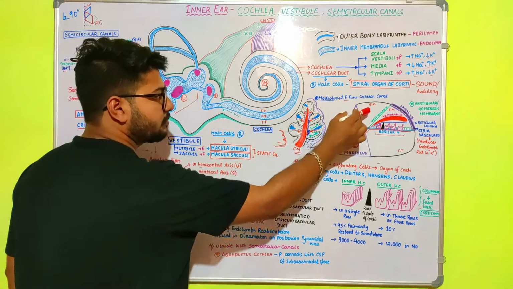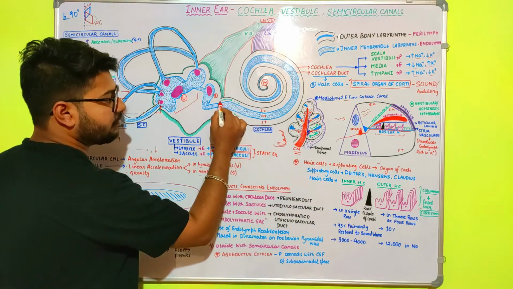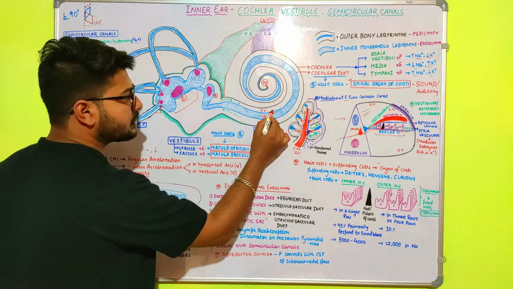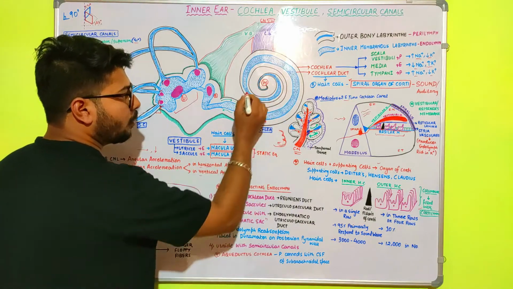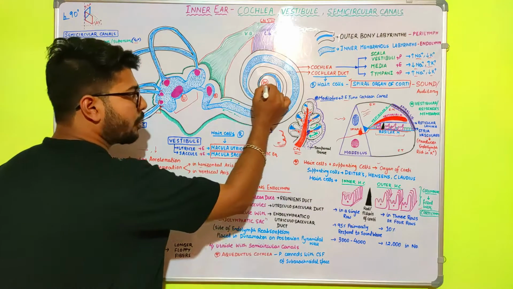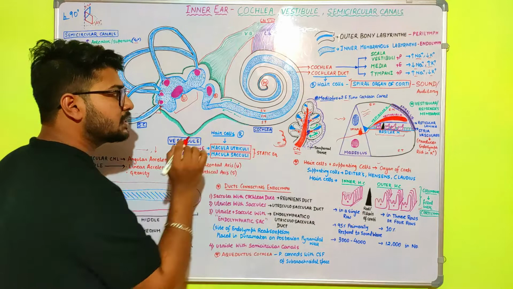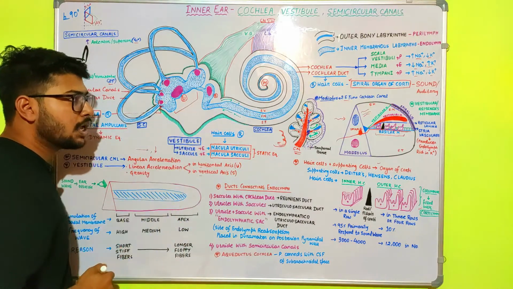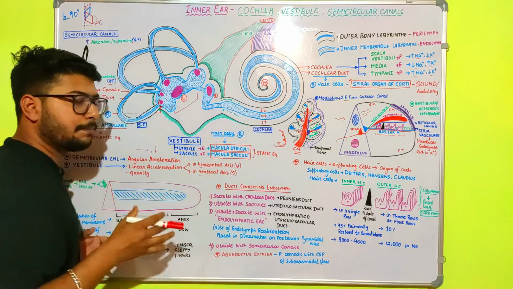Okay, then next, what happens when the sound wave has its action over the fluid that is present in the scala vestibuli? Then the fluid will move in this direction, the vibration of the fluid will move in this direction, and it will meet at a point. What is that point? Yes, this point is the apex of this cochlea, which is known as helicotrema. At this place, the perilymph of the scala vestibuli and scala tympani meets.